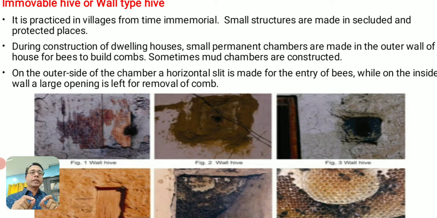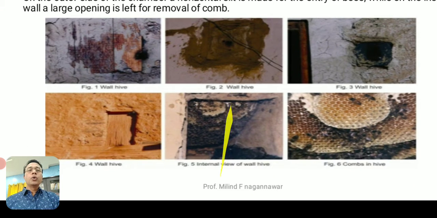So, what you should remember here is that this has been practiced by the villagers since a very long time back. It is practiced in secluded and protected areas. Whenever they construct a house, at that time they make a small chamber in the wall, in such a way that the outer wall has a very small opening or a slit-like structure, whereas the same chamber in the inner wall has a very large opening.